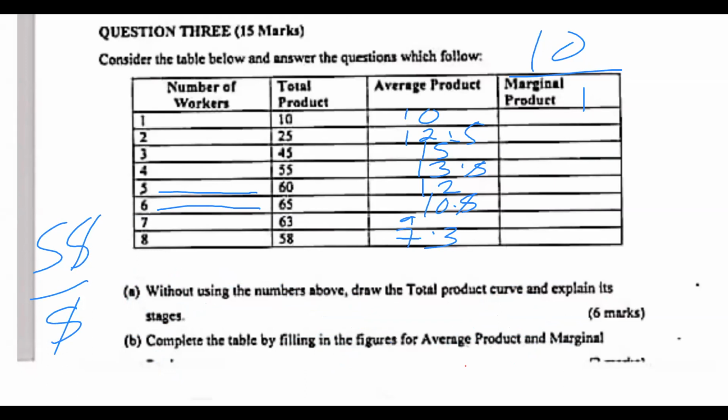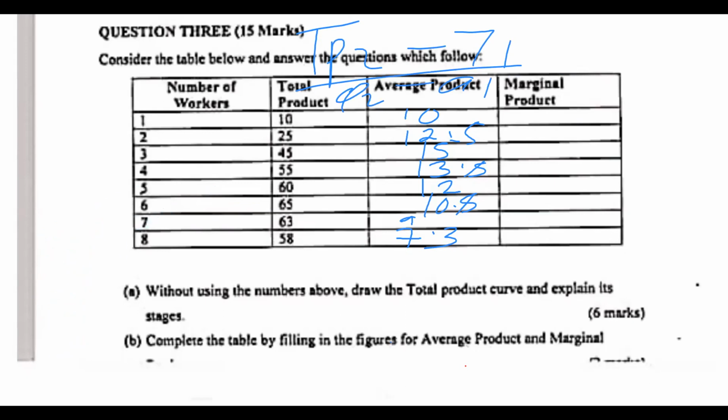Let's find now the marginal product, the column for the marginal product. With the marginal product, we said total product 2 minus total product 1 over output 2 minus output 1, right? The first one, total product is equal to marginal product, they start at the same point, so 10 is equal to 10. Then the second one, 25 minus 10 over 2 minus 1. What do we get? 15.